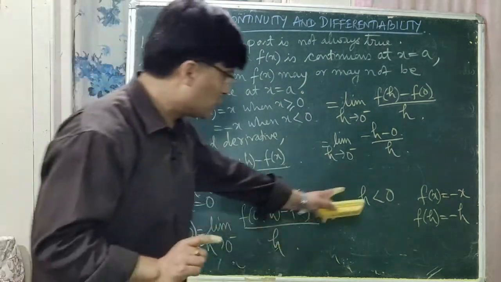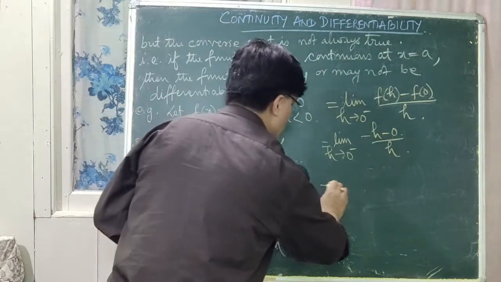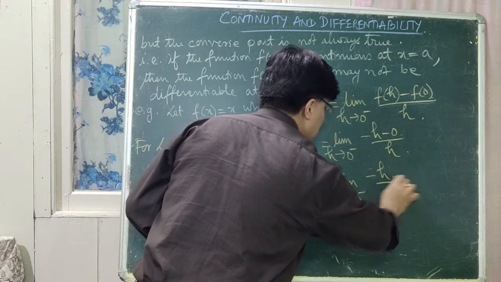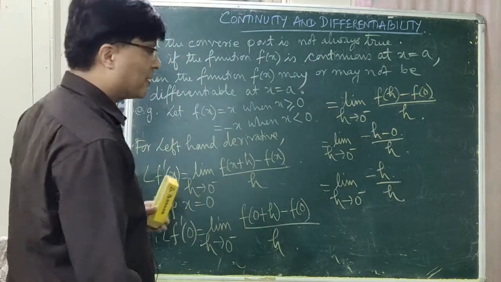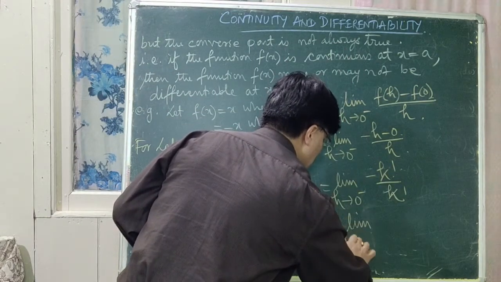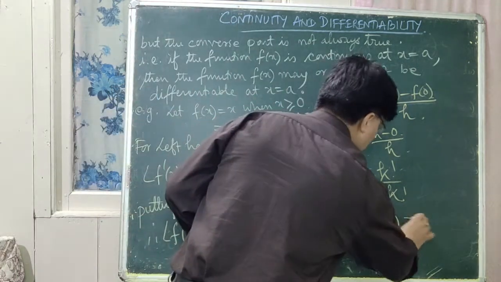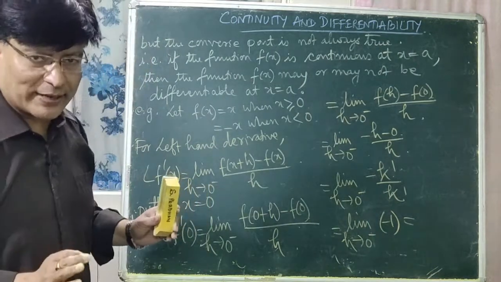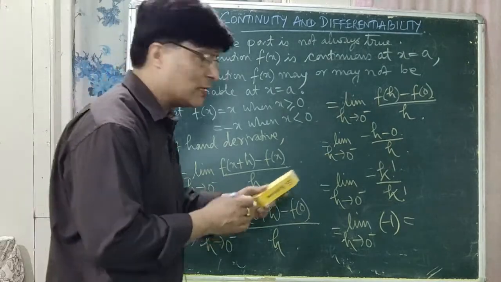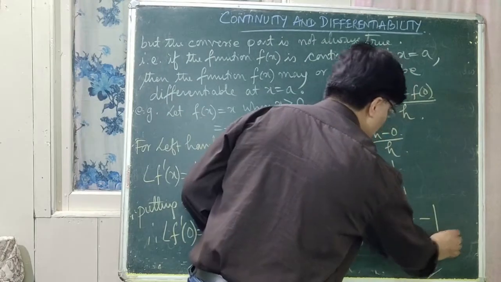You have understood now? So I think you have understood this example. Now next step, which is equal to limit h tends to 0 minus, this is your minus h divided by h. Because that is 0, you don't have to write it. So cancel it. So which is equal to limit h tends to 0 minus, this will be your minus 1, which is equal to, since this is free from h, you don't have to write down limit, or put the value of the limit here also, because this minus 1 is free from h, okay? So which is equal to minus 1.